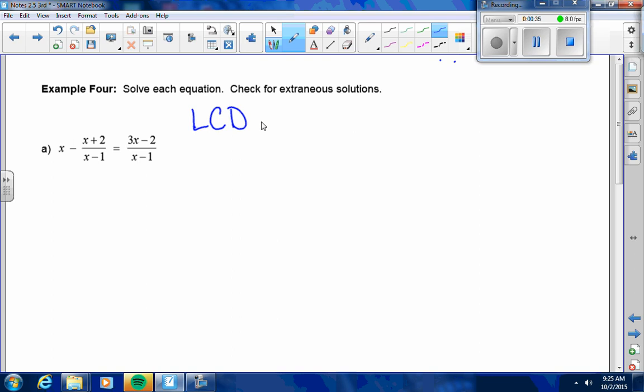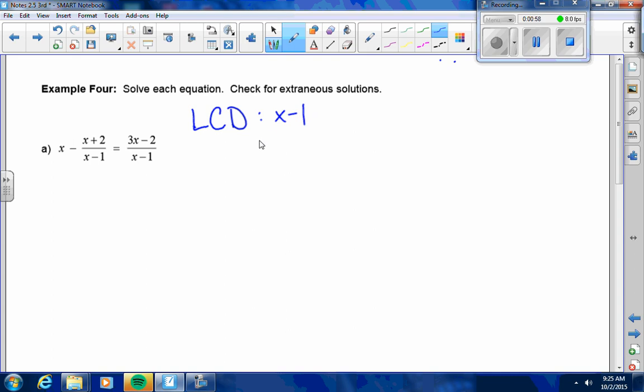So I need you to look at the denominators. And what's one of the denominators you see? x minus 1. What else do you see in the denominator? A 1. Okay? So that means our least common denominator is going to be x minus 1. That's it.